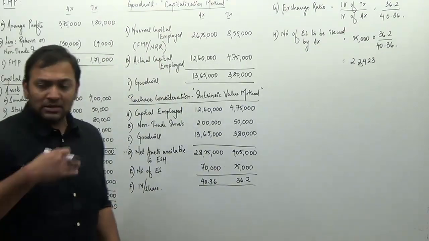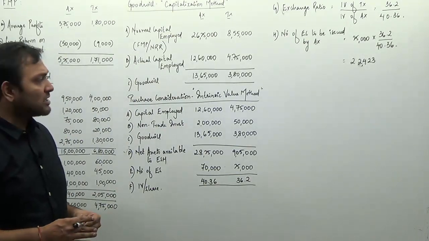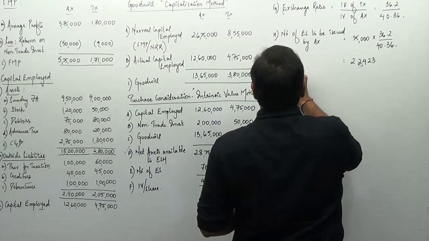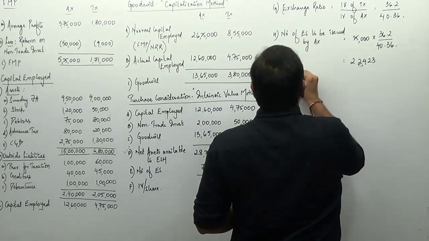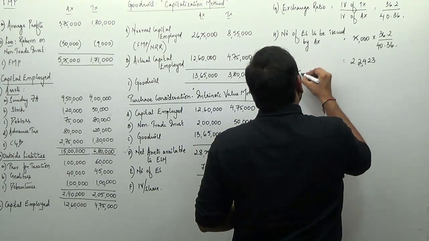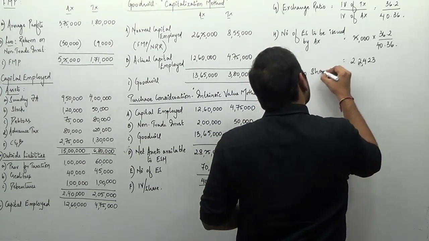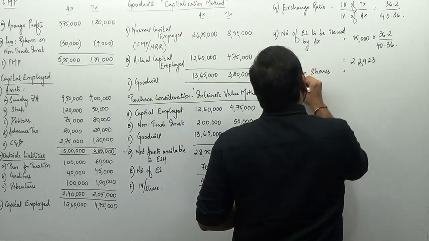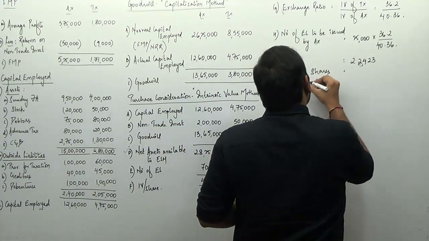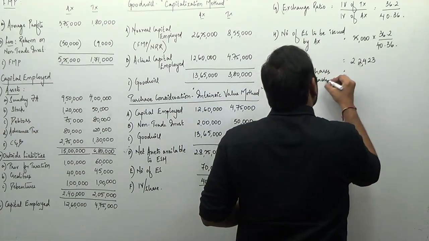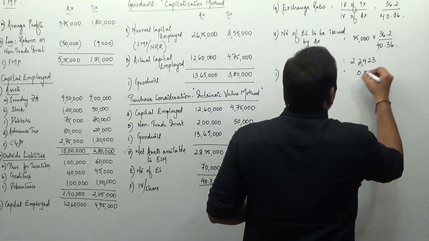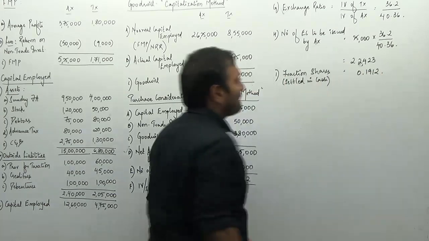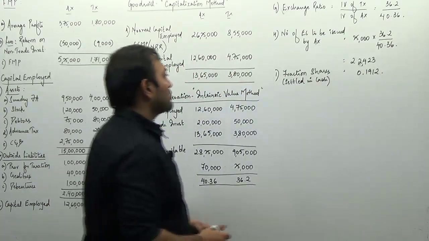This is 22,423 shares. For 3 points some change you get. The point something we'll call it as fraction shares. Fraction shares, they should be settled in cash. .0912 or something.